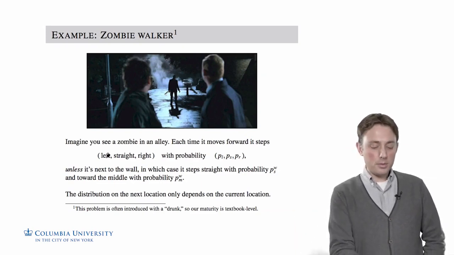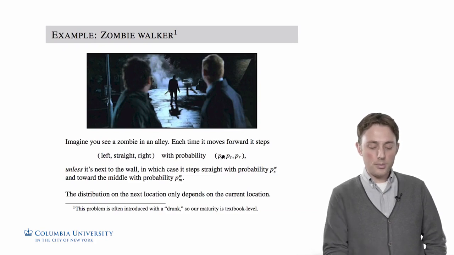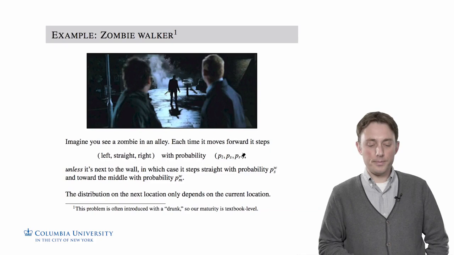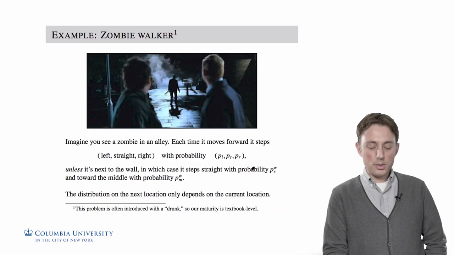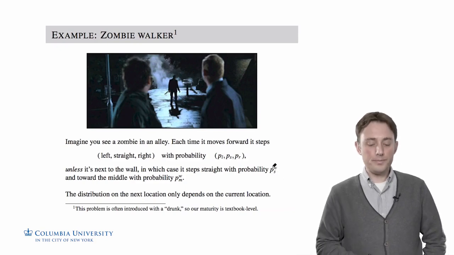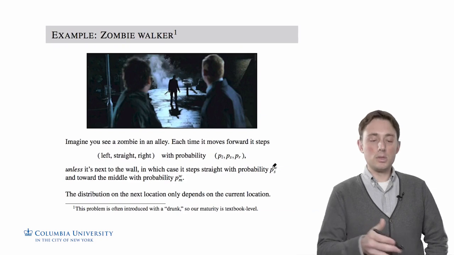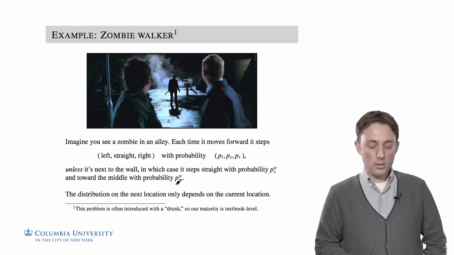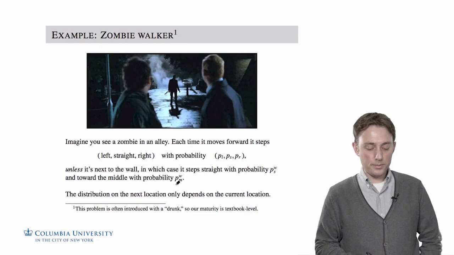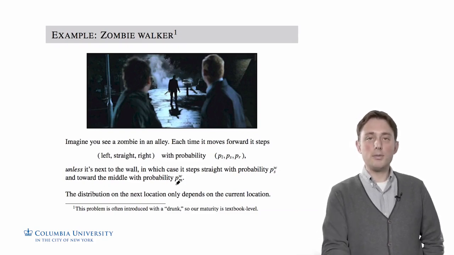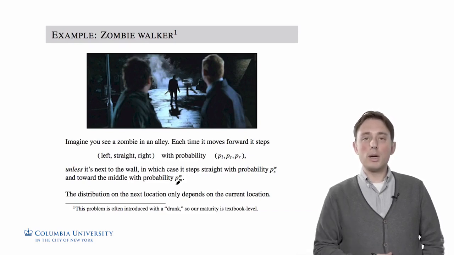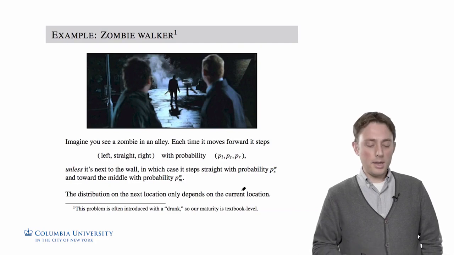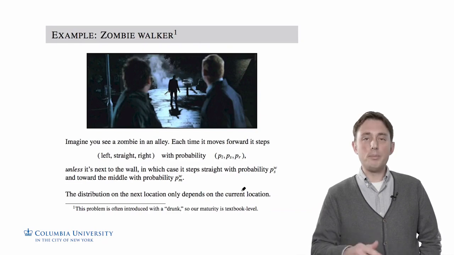The probability of stepping left, straight, or right is PL, PS, or PR, except in the case where it's right up against the wall, in which case it's going to step straight with probability PSW, or take a step towards the middle of the street with probability PMW. So in this case, if we model the random walk, we're also going to make the simplifying assumption that the distribution on the next location only depends on the current location.